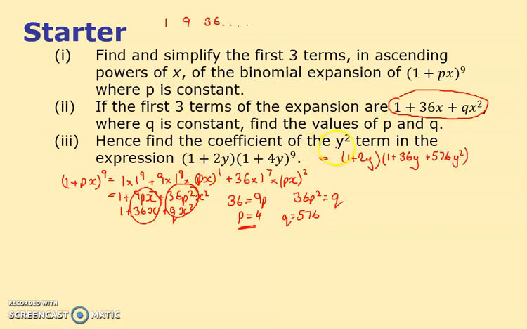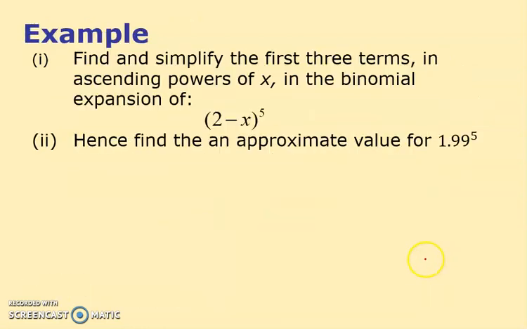And it wants the coefficient of y squared, and we saw how we did this last time. We think to ourselves, how can we get that? Well, you get 1 times the 576, so that'll give me 576 of them. And 2y times the 36y, so plus 72 of them, which makes 648 lots of y squared. So I think 648 is the final answer. Yes, it is.